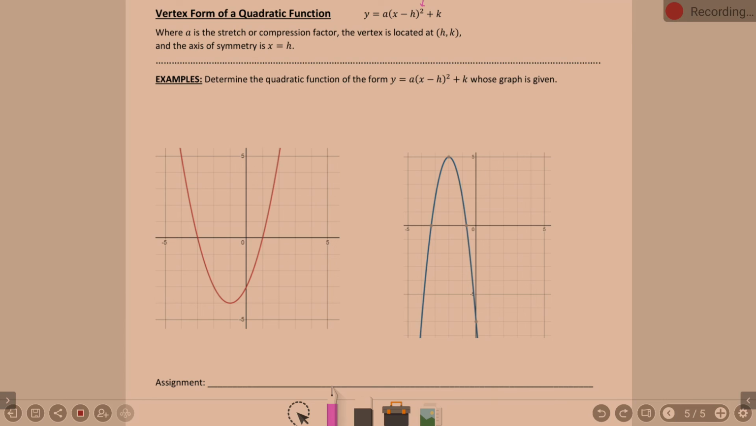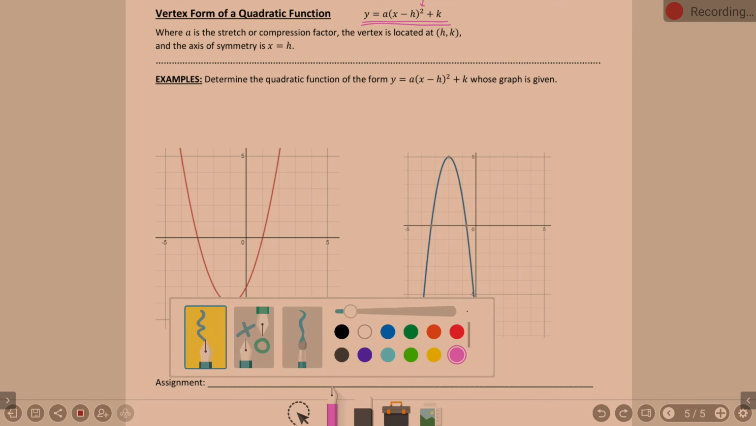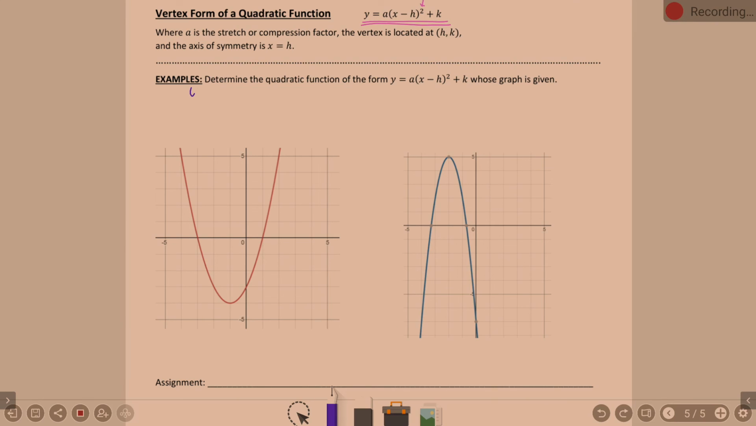The idea here is to be able to take a random graph they give you and write the equation. So we're just reversing what we've been doing. We're going to look at this first example here. What we're trying to do is write the equation in the form y equals a times (x minus h) squared plus k. So basically you have to be able to pick out your a, your h, and your k.